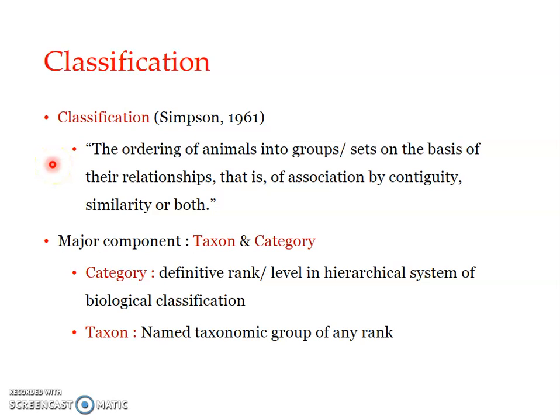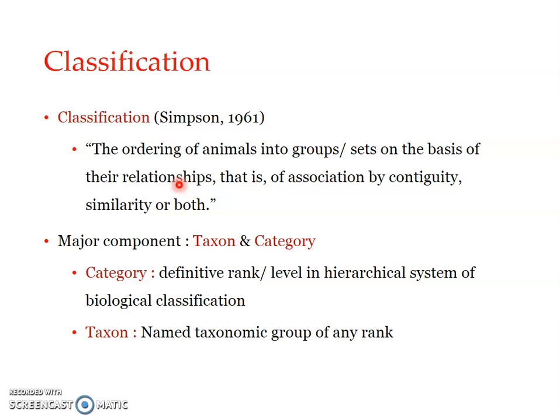Classification is, as Simpson puts it, the ordering of animals into groups or sets on the basis of their relationships. So actually what is classification? We group things, isn't it? If we have different things in our hand, we just group them. So what is the basis of grouping? It is not random grouping, but it is based upon certain criteria. And here, the grouping of animals is based upon their relationship.